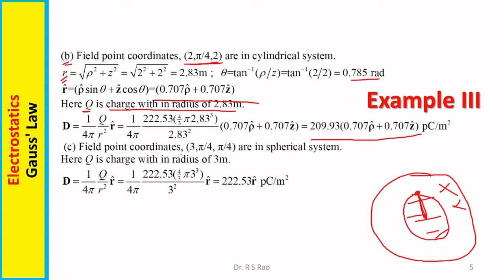Now field point coordinates 3, pi by 4, are in the spherical system. So here Q is the charge within a radius of 3 meters. So only that charge we have to consider. If it is 3 meters, we have to consider only that charge. If it is 2.83, only that we have to consider. The substitution results in D equal to 222.53 R cap picocoulombs per meter square.